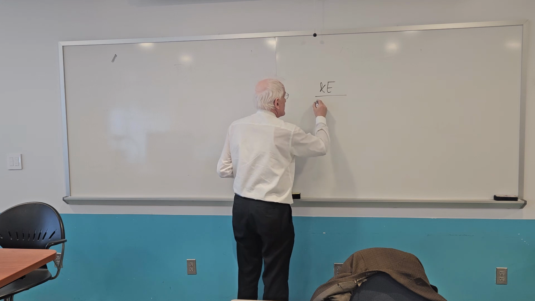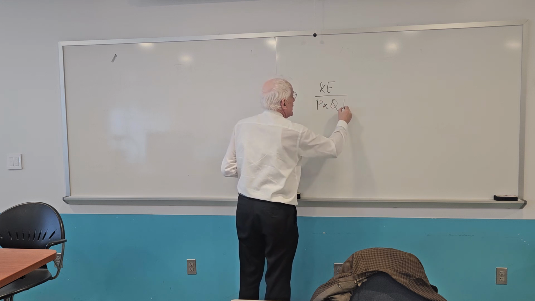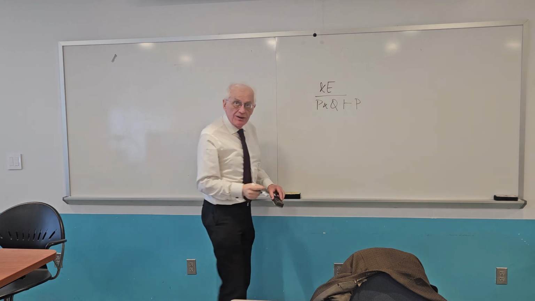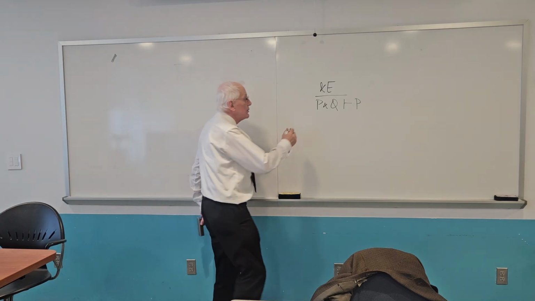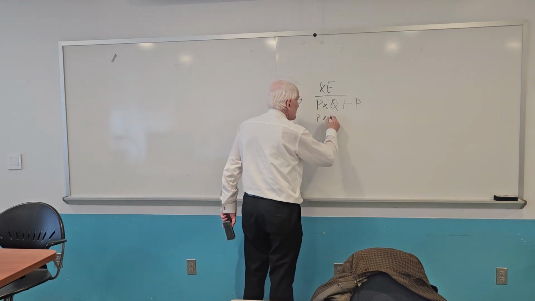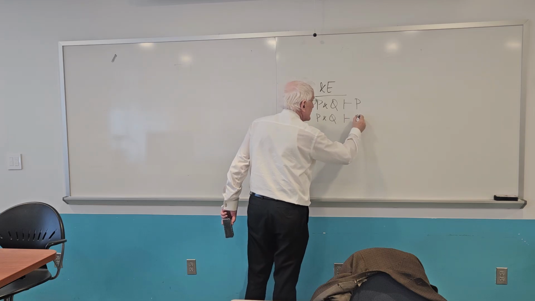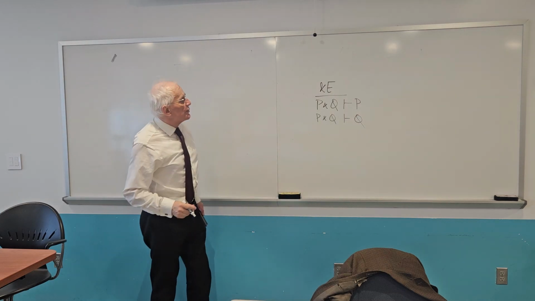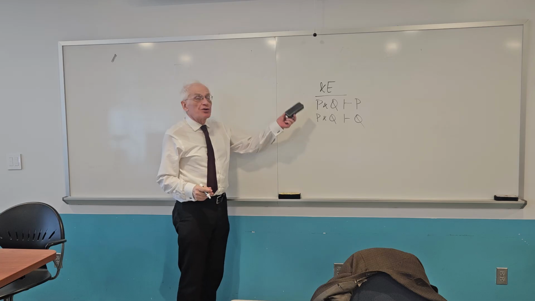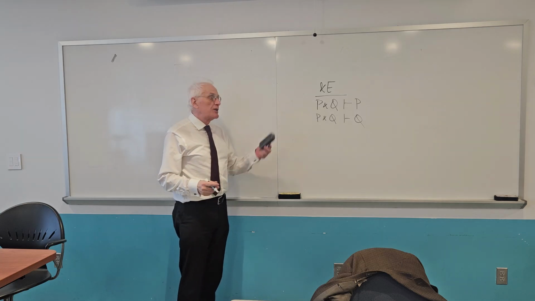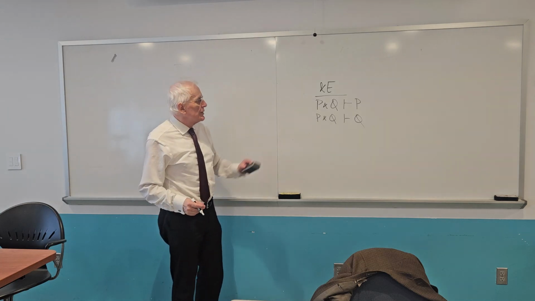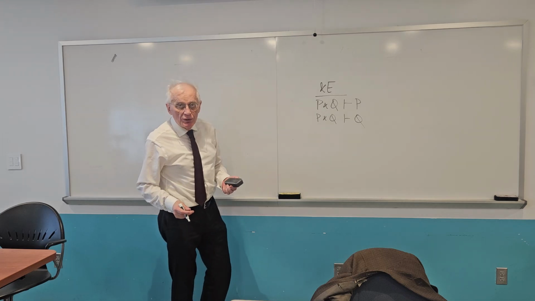allows us to go from a conjunction to its left conjunct, or to go from a conjunction to its right conjunct. In other words, if a conjunction's true, its left conjunct's true. If a conjunction's true, its right conjunct's true. So this is a truth-preserving rule, obviously.